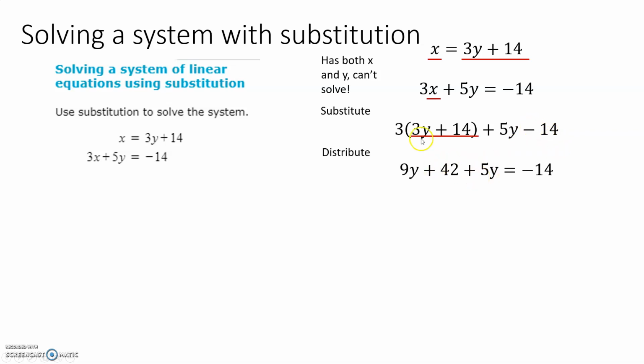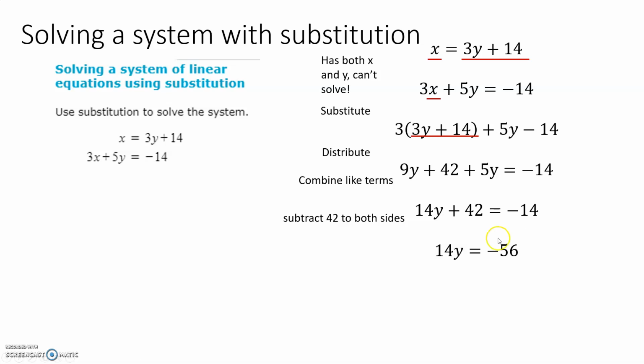Okay, just a little typo. So we'll distribute 3 times y, or 3 times 3y, that's 9y, 3 times 14, that's 42, plus 5y. We can combine our like terms, which is 14y plus 42 equals -14. We can then subtract 42 on both sides, which gives us 14y equals -6. Solving from there, we divide both sides by 14, and we get y equals -4.